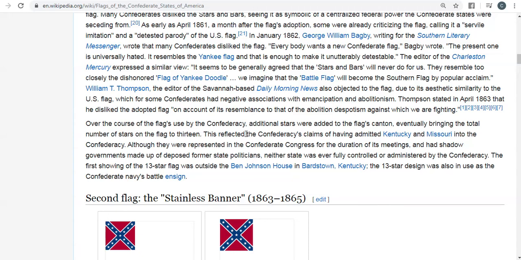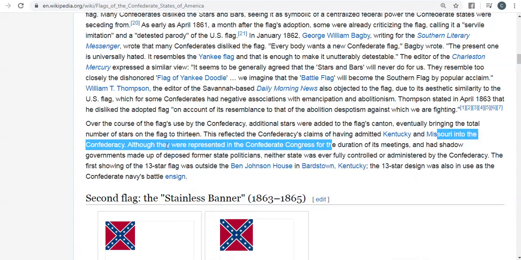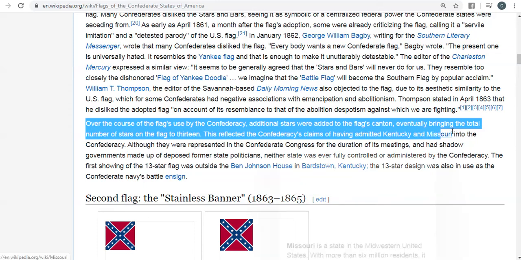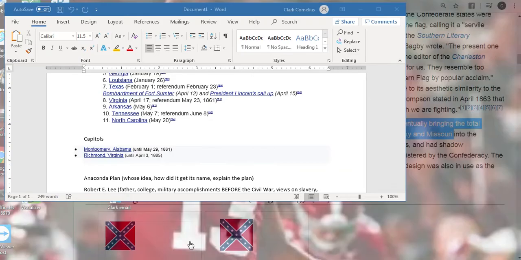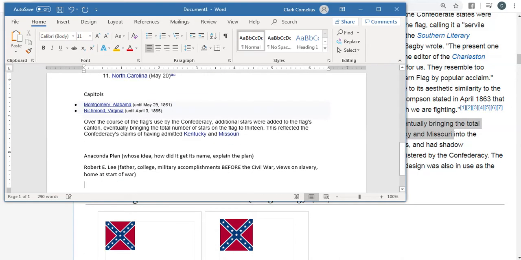13. This reflected the Confederacy's claims of having admitted Kentucky and Missouri into the Confederacy, although they were representing the Confederate Congress and had shadow governments made up of deposed former state politicians. Neither state was ever fully controlled or administered by the Confederacy. Aha. So that's what happened. It had 13, and that's the way they got that, even though there's only 11 states, they claimed Kentucky and Missouri because they had shadow governments. So I'm going to put that down here, Control V, and I'm done with that. So 13 is what I'm looking for.